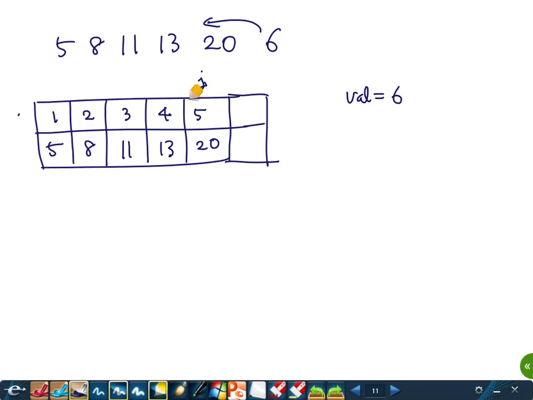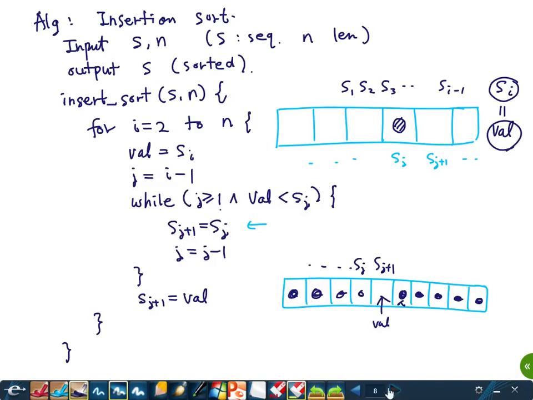Compare, is j greater than or equal to 1? Yes. J is here. And then compare val and Sj. Which one's bigger? Val and Sj. Sj is bigger. What do we do? So Sj is bigger. Sj plus 1. Initially, we assume that this is empty. So Sj plus 1 becomes Sj, right? This means we move Sj to the next position.